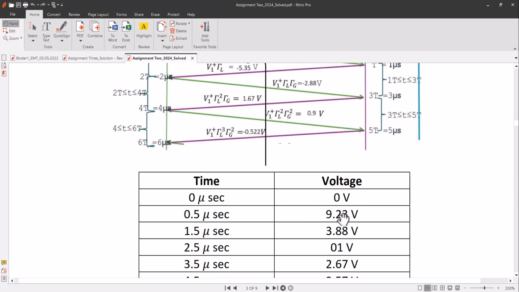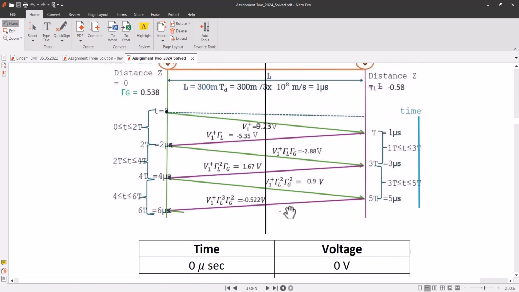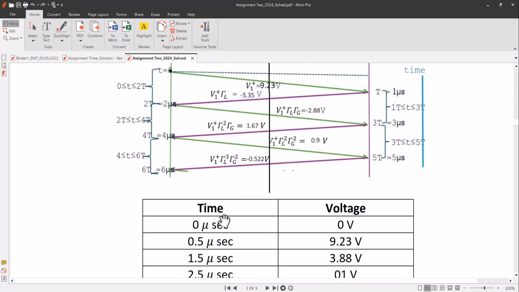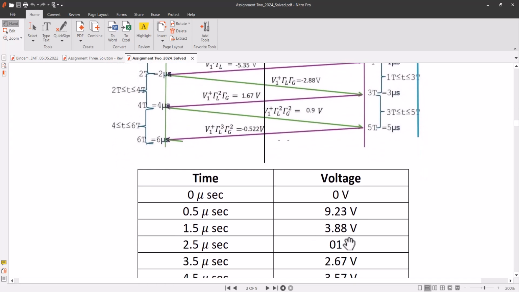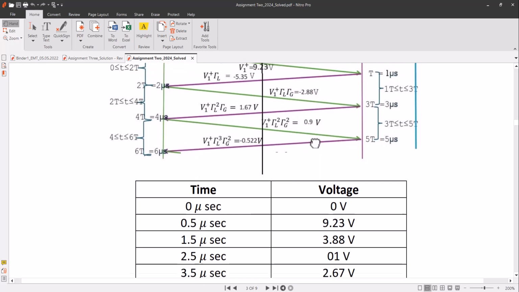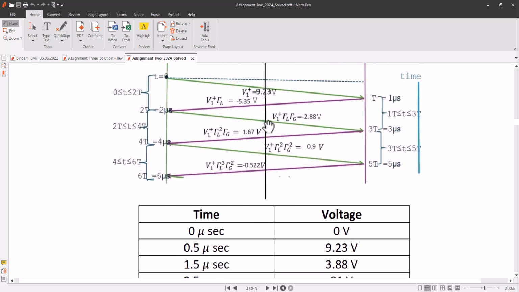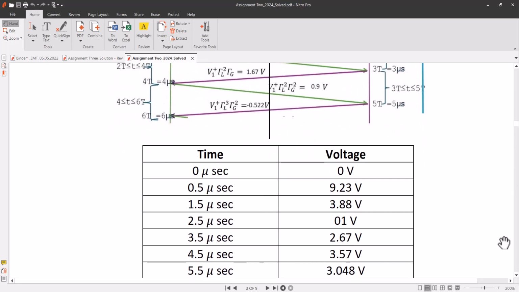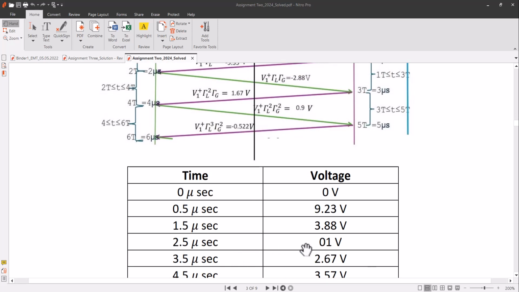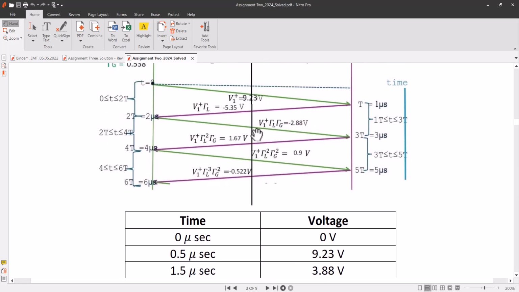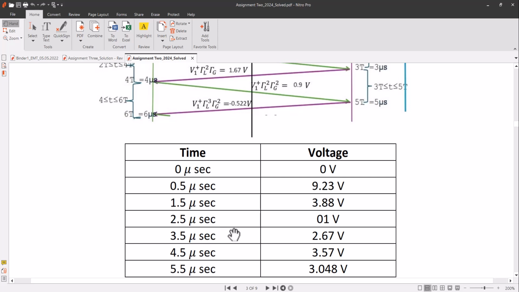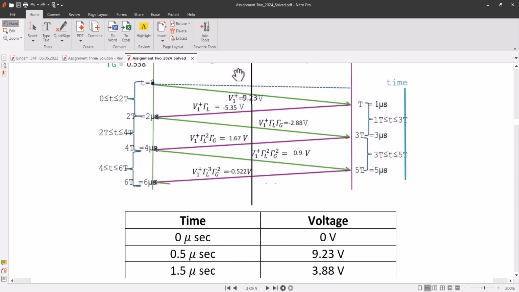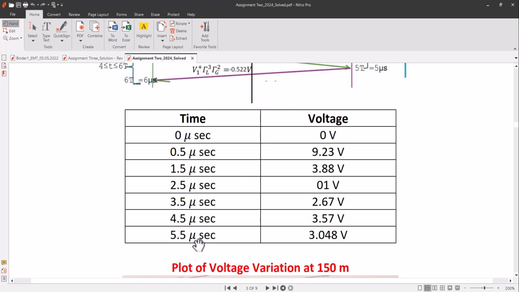So at 0 microsecond we have 0 volt, at 0.5 microsecond we will be having 9.23 volt. At 1.5, 9.23 minus 5.35, we will have 3.88 volt, and then we will be having 2.5 here, which is the sum of all of these three voltages. So at 2.5 we'll be having 1 volt. At 3.5 microsecond we'll be having the sum of all the previous ones, similarly 4.5 and 5.5.